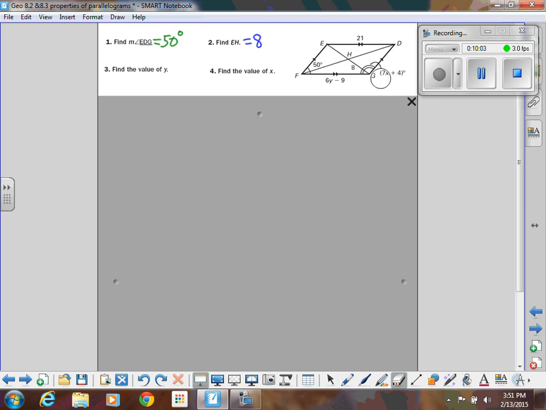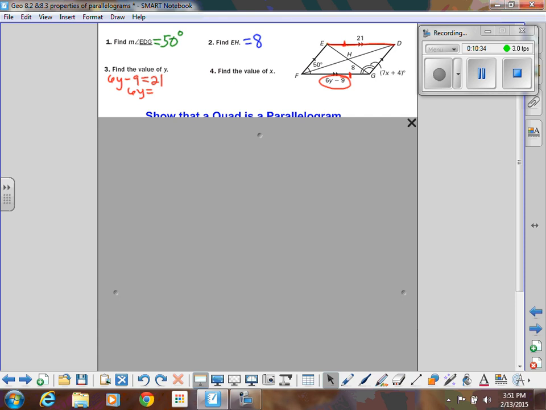All right, moving on to the variables now. We want to find the value of y. So y is right here, and that is a side. So that means I'm going to be looking for the side across from it, this side over here. That is the opposite side. So I can set up an equation. 6y minus 9 is equal to 21. So I'm going to add the 9 over to the other side. That's going to give me 6y is equal to, sorry, 6y is equal to 30. And then if I divide both sides by 6, then I get y is equal to 5. So we solve for y.